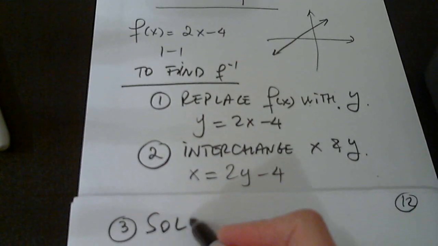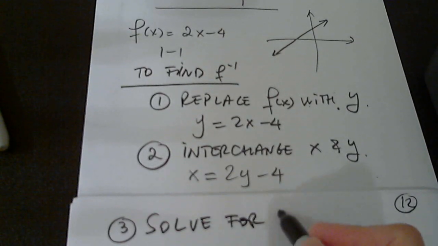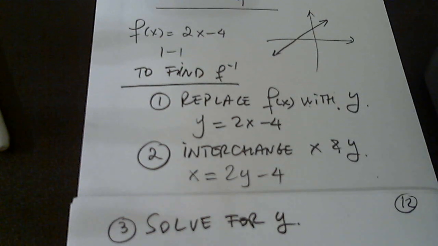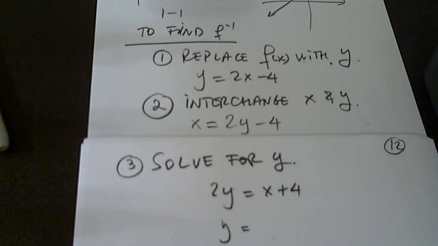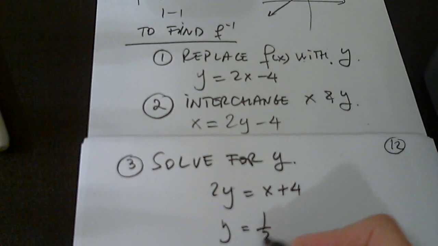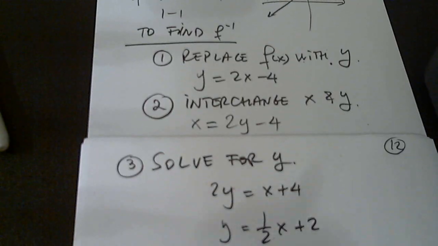In step 3, I solve for y. Can anyone tell us how to solve for y? What will be the first step towards solving for y? Add 4 to both sides. Of course. So I have 2y equals x plus 4. Excellent. And then? Divide by 2. Excellent. 1/2 x plus 2.